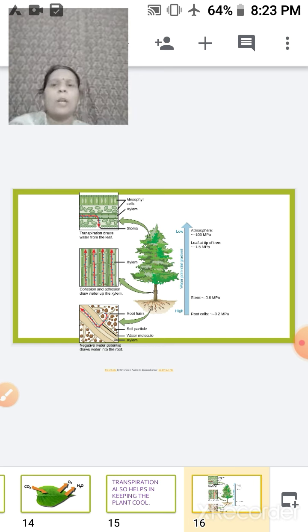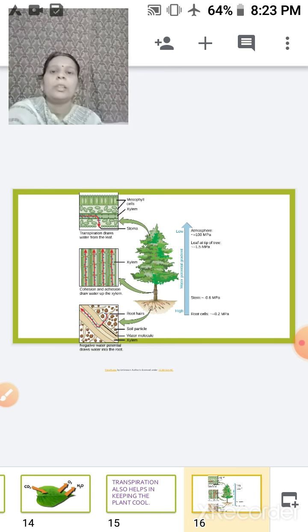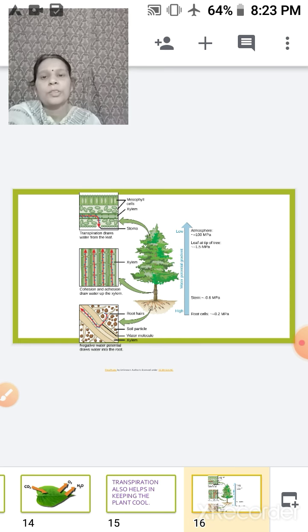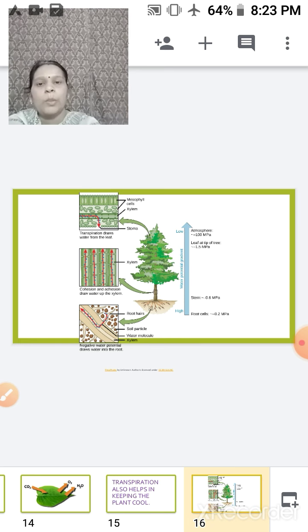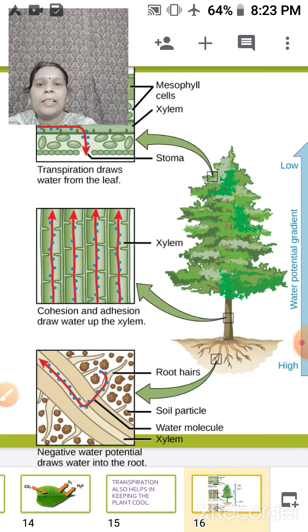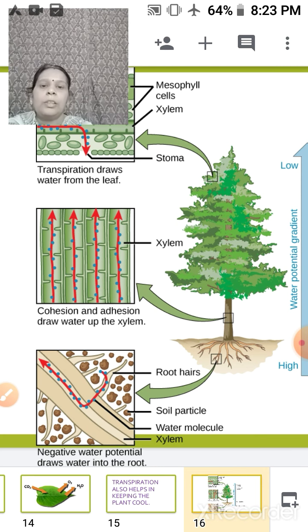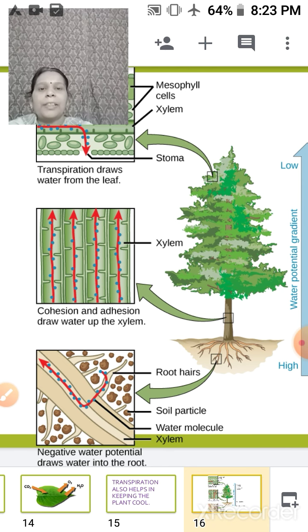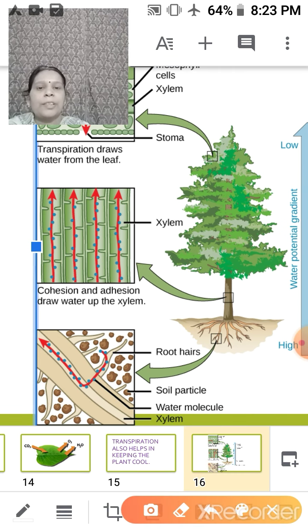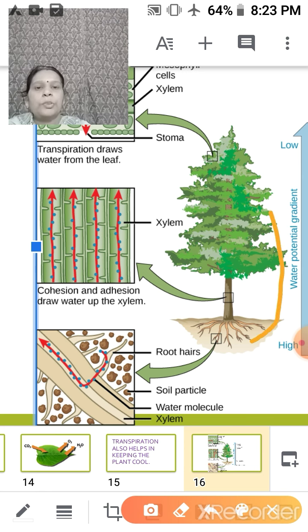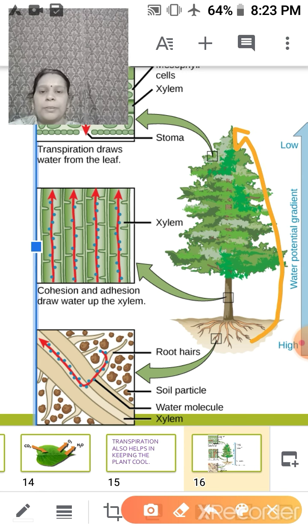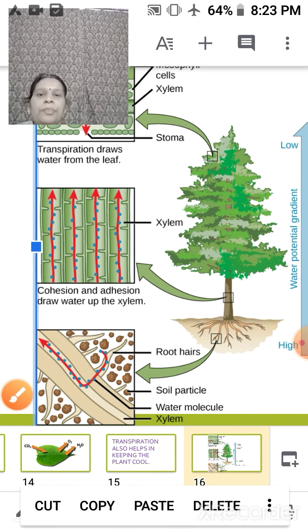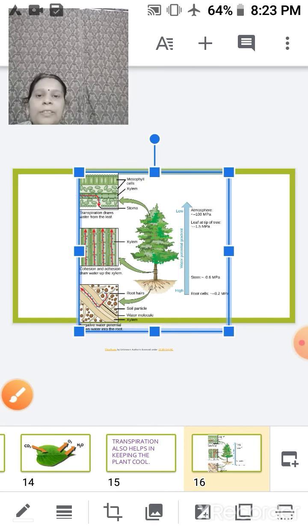So this is how, with the help of transportation and the process of transpiration, the water is carried with the help of the suction pressure that is created by the plant with the help of the root hairs, and is transported from the root to the tip of the plant. So this is your transpiration. I hope it is clear to you.